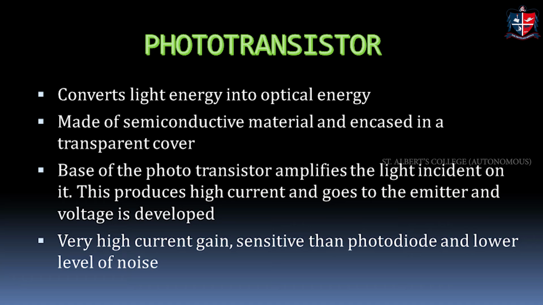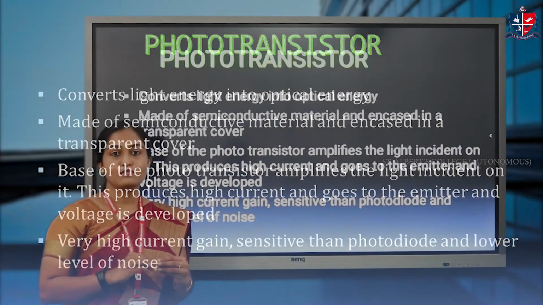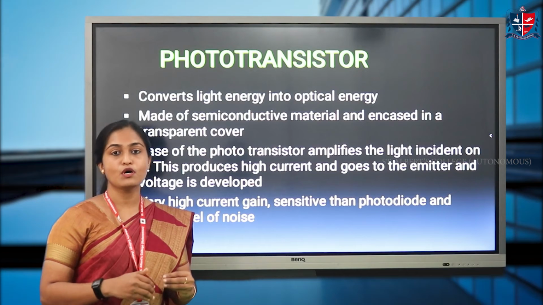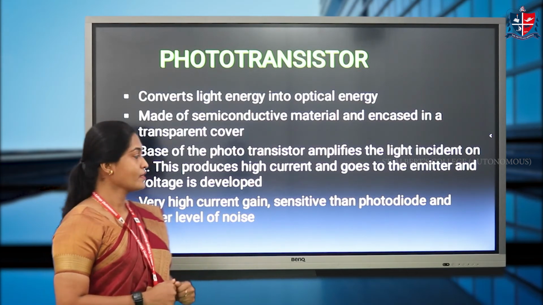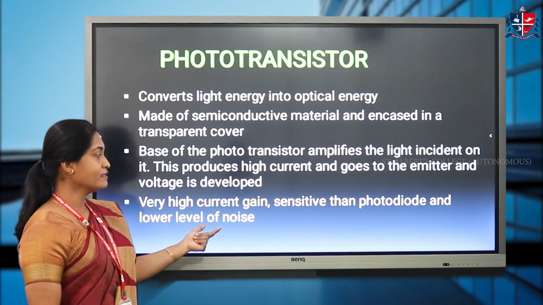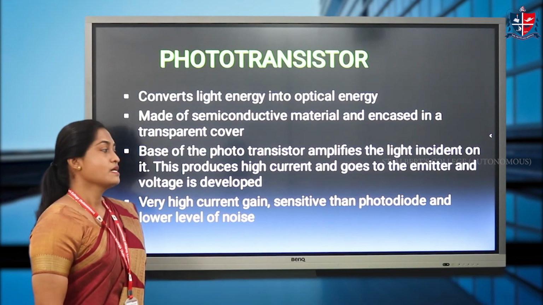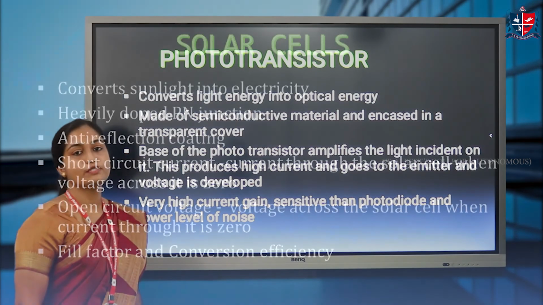When light falls on the base region, a current is developed. It goes to the emitter region, and this current will get amplified due to the normal transistor action. It has a very high current gain. It is more sensitive than a photodiode and has a lower level of noise.